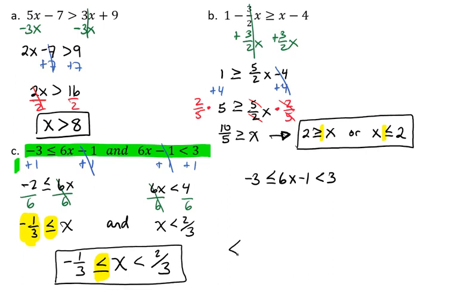Now if I was to graph something like this, I would have a parenthesis at 2/3 and I would have a bracket at negative 1/3 with the line connecting between the two.